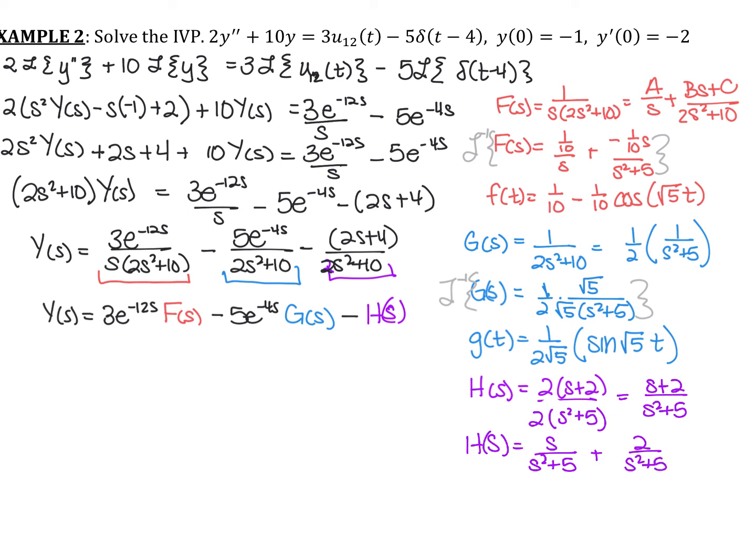And this first fraction, no problem. We can take the inverse Laplace transform of that one. But for this next one, we would need to rewrite this as, like, take a root 5 over root 5 here. And so if we do the inverse Laplace transform now, what we get is h of t is, this will be the cosine of root 5t, and this one will be 2 over root 5 times the sine of root 5t.